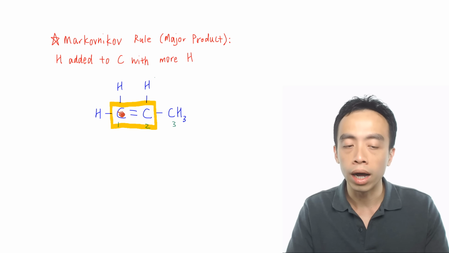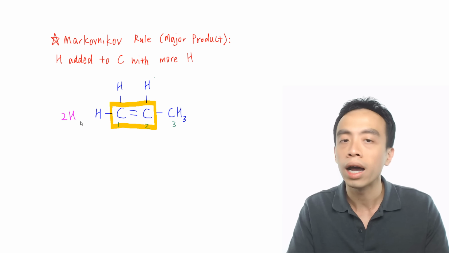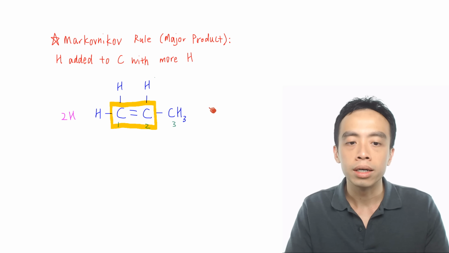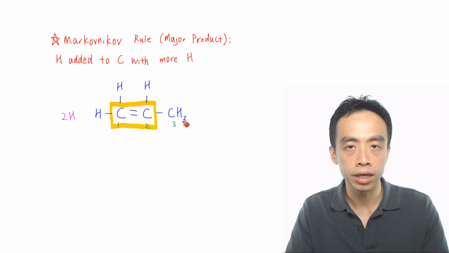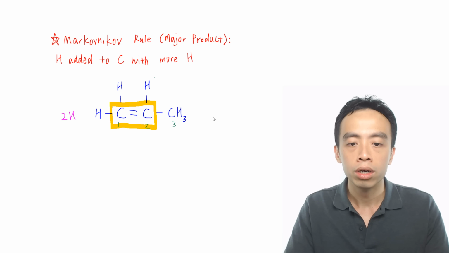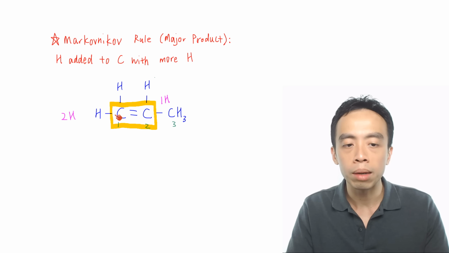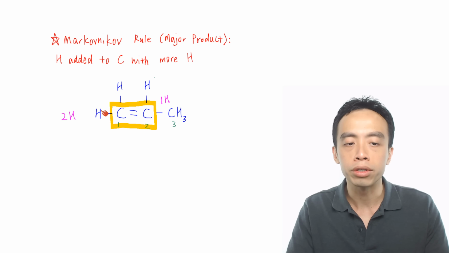You notice carbon 1 has 2 hydrogens. So the carbon on the left-hand side has 2 hydrogens. Then carbon position 2 has only 1 hydrogen and 1 R group. Now take note, I have 3 hydrogens here, but these 3 hydrogens actually belong to carbon 3. They don't belong to carbon 2, so we don't count them. So carbon 2 only has 1 hydrogen. If I compare the two, carbon 1 has 2 hydrogens, carbon 2 has 1 hydrogen. So obviously carbon 1 has more hydrogens.